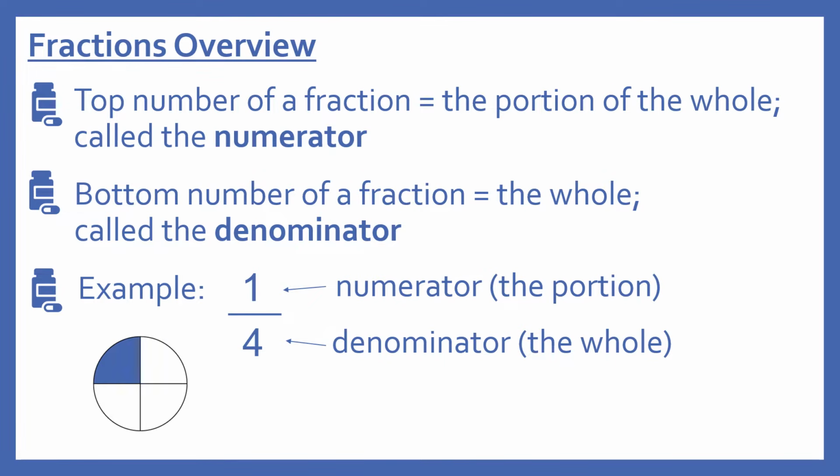So the top number of a fraction, that is the portion of the whole, and it's called the numerator. The bottom number of a fraction, that is the whole, and it is called the denominator. So for our example of 1/4, 1 on the top is the numerator, and that is the portion. And 4 on the bottom, that's the denominator, and that's the whole.